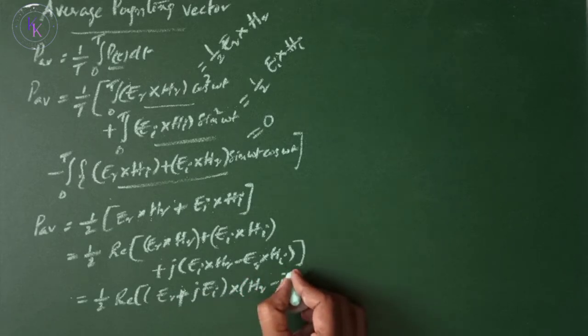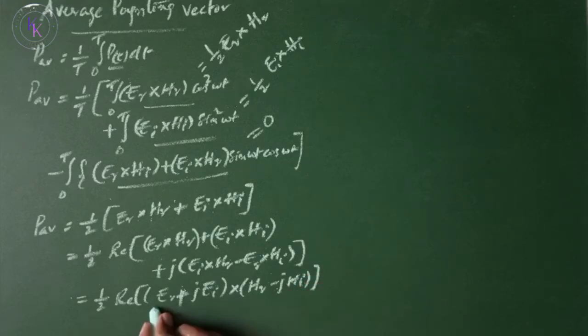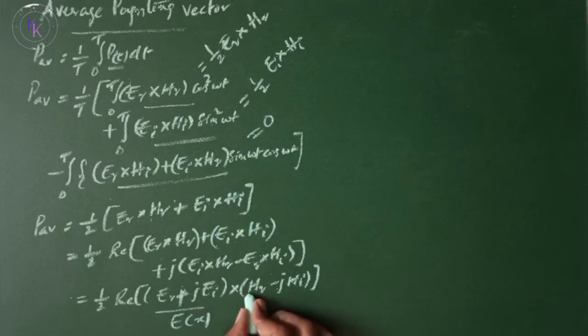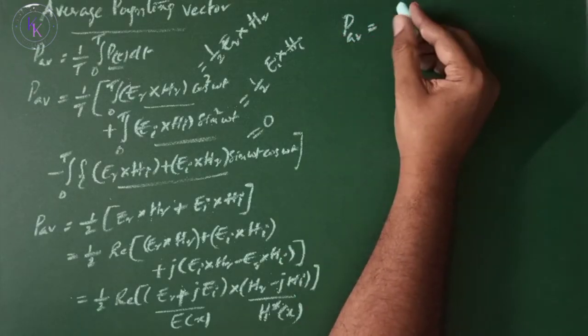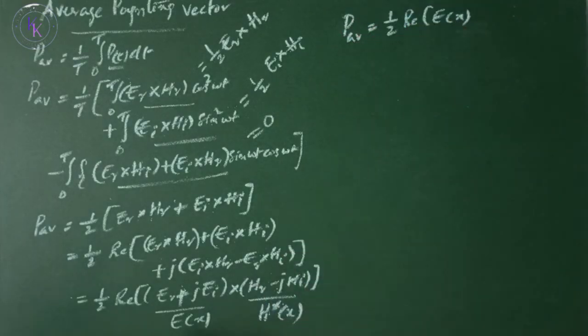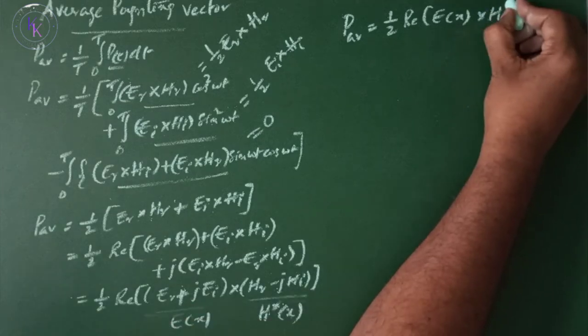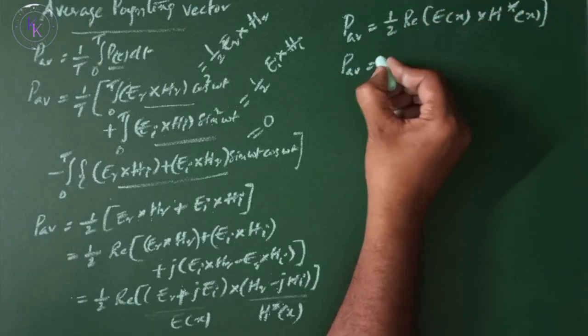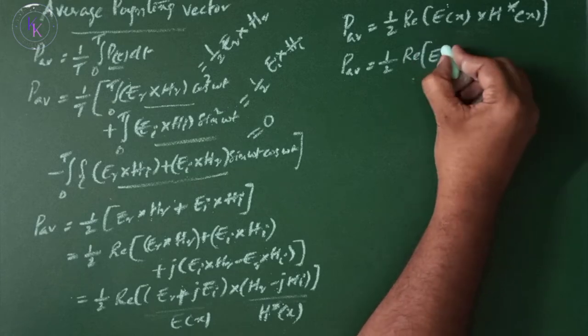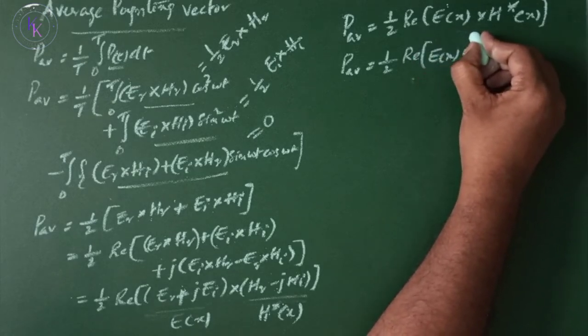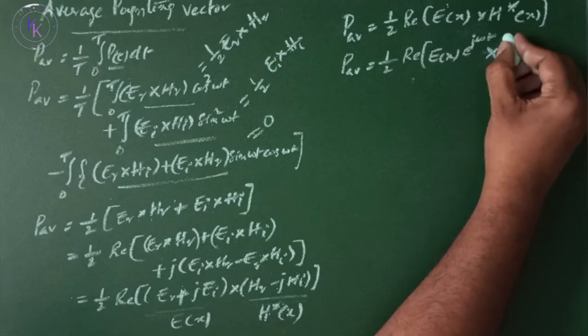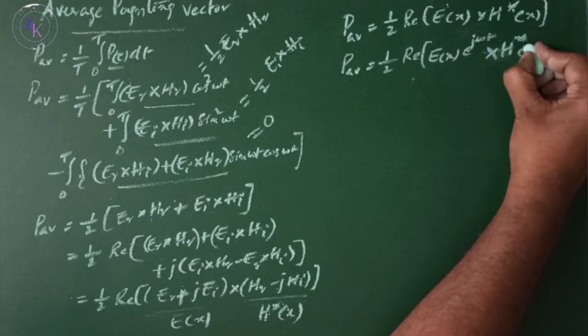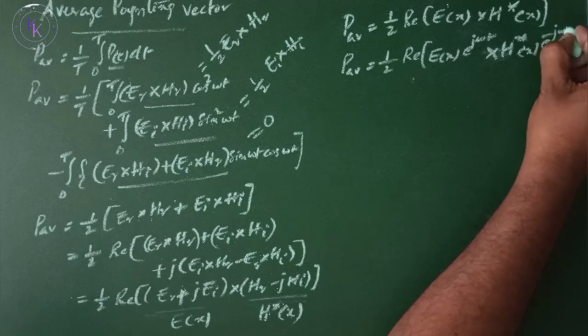Which equals half the real term of (Er plus j Ei) cross (Hr minus j Hi). This term is E of x and this term is the complex conjugate of H of x, that is H star of x. P average equals the real part of E of x cross H conjugate of x. Substituting the values, P average equals half the real part of E of x e to the power of j omega t cross H conjugate of x e to the power of minus j omega t.